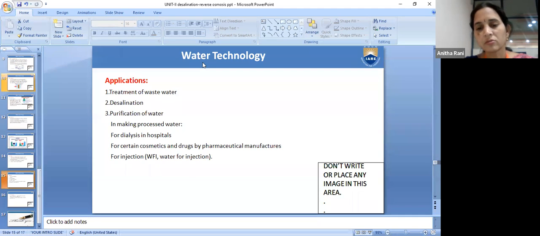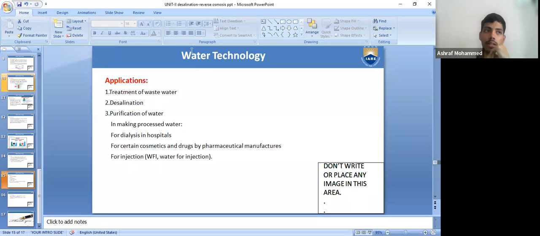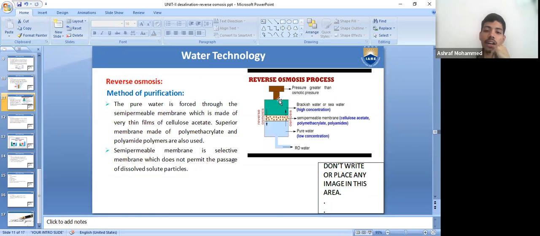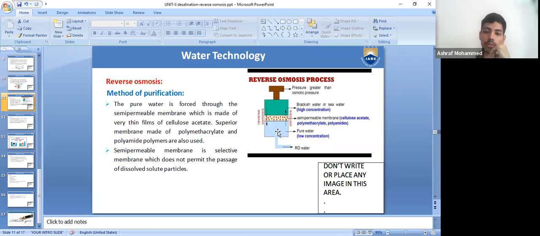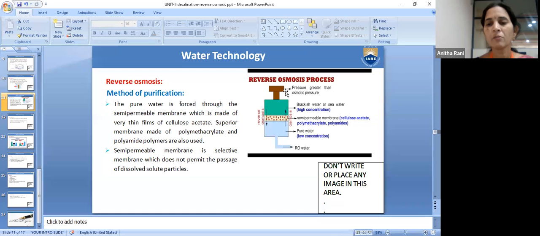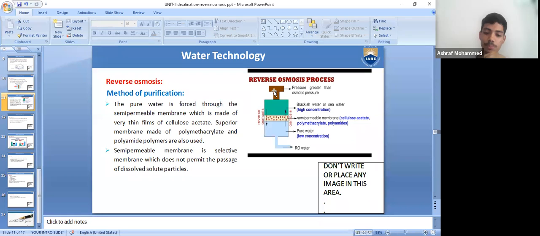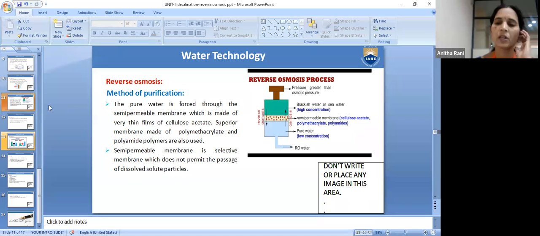So what is reverse osmosis? Solvent moving from higher concentration to lower concentration solution through a semi-permeable membrane by applying pressure. That pressure should be greater than the osmotic pressure. So here we have to apply compulsory pressure, so that only we can flow the solvent from higher concentration to lower concentration through the semi-permeable membrane.